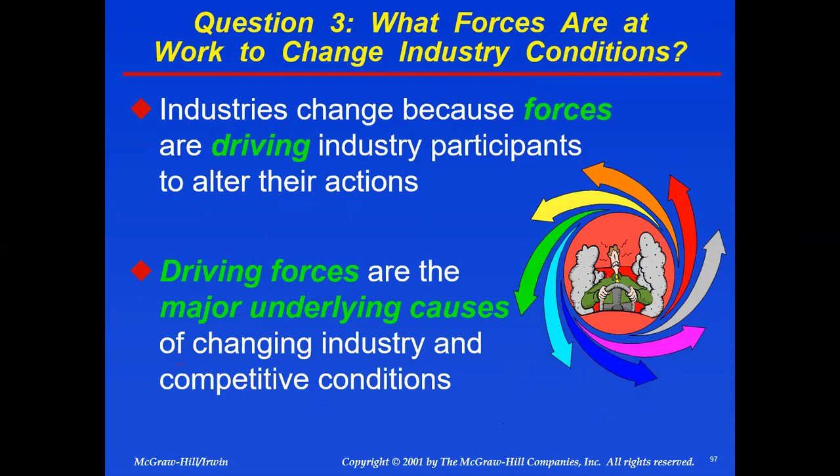The third question, which Thompson and Strickland have devised for the strategy formulation framework, is about what forces are at work to change industry conditions. Now that is something new which we have to talk about: the forces which are also known as driving forces, which are underlying causes of changing industry and competitive conditions. So remember that industries change because forces are driving industry participants to alter their actions.